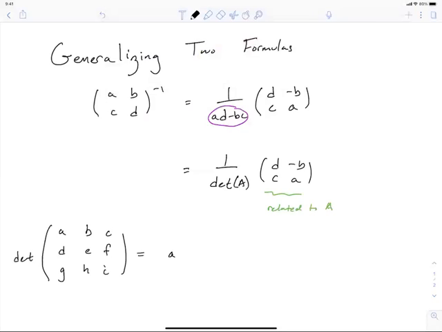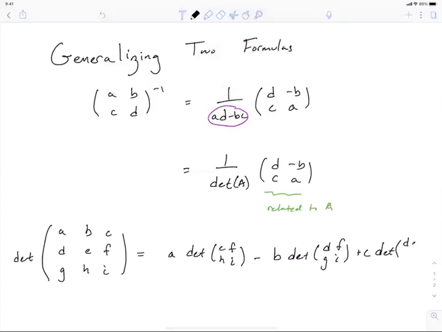You can write it as A times the determinant of the matrix E, F, H, and I, minus B times the determinant of D, F, G, and I, plus C times the determinant of D, E, G, and H. So you have this idea that you can construct and compute bigger determinants using smaller ones. So the main idea here is this is a smaller determinant.